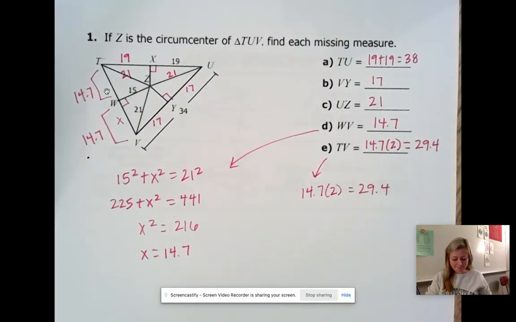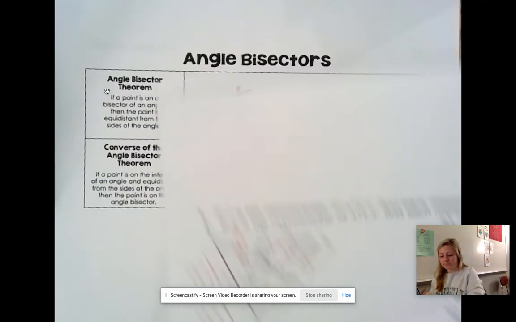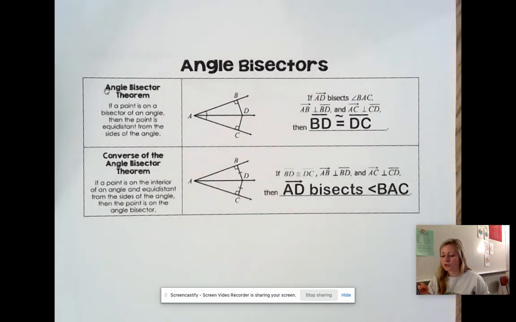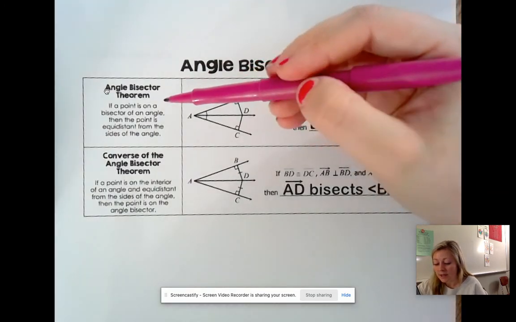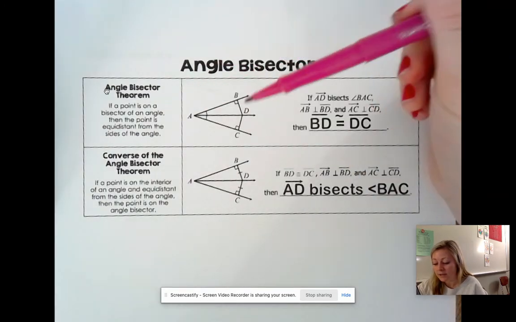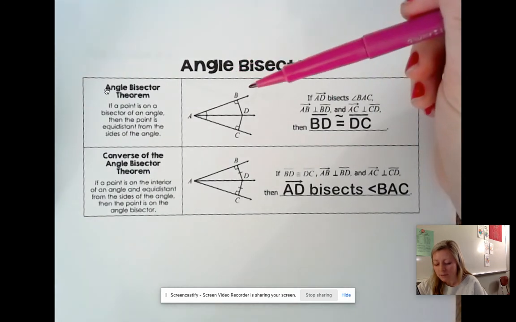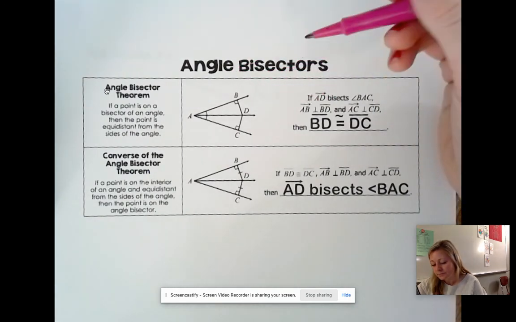Good job, I hope. Flip the page. Changing it up to angle bisectors, folks. So kind of a similar thing. Let's read this little nugget of information. It says if a point is on the bisector of an angle, then the point is equidistant from the sides of the angle.